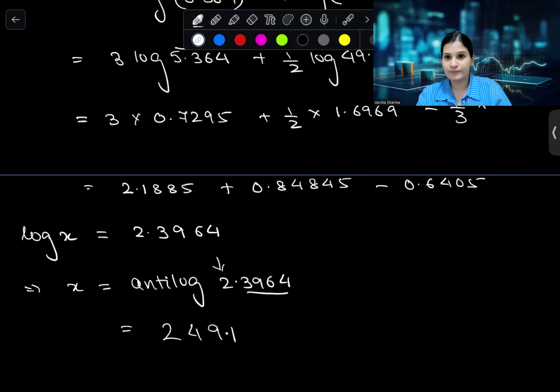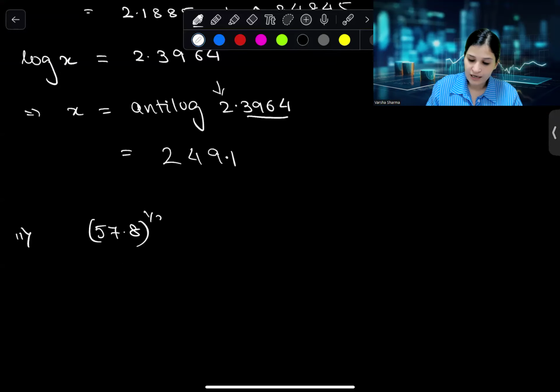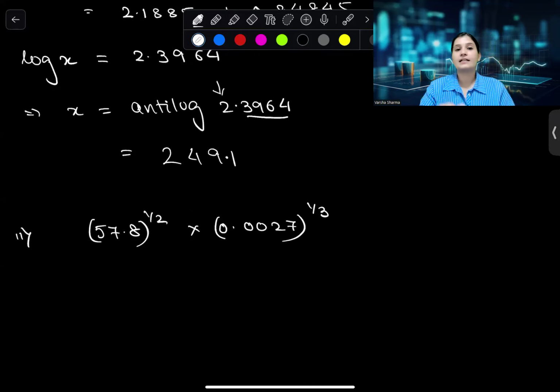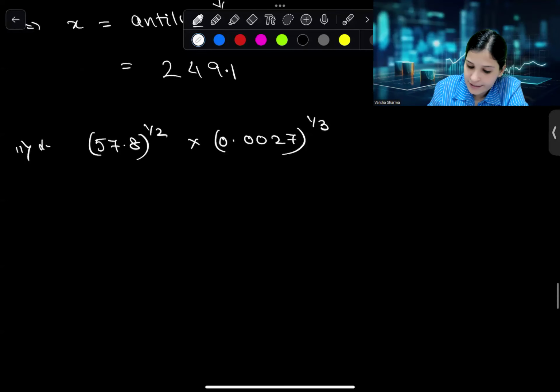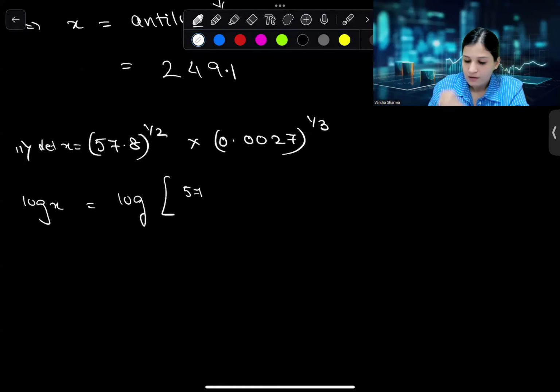Let's try. Why don't you try the second one? 57.8 to the power half multiplied by 0.0027 to the power 1 by 3. Try this. Again, let's name this as x. Taking log on both sides, log of the whole thing.